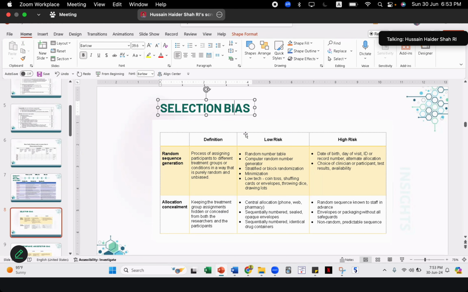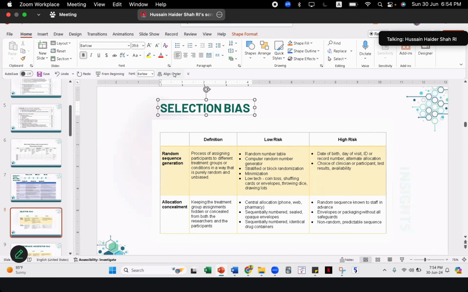If the random sequence generation was done with a random number table, computer generator, stratified or block randomization, minimization, coin toss, or shuffling cards or envelopes, these methods are low risk. But if the random sequence generation was done through date of birth, day of visit, ID or record number, or choice of clinician, it is high risk for random sequence generation.